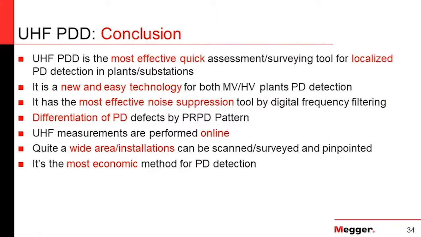Okay, conclusion. UHF partial discharge is the most effective and quick. It's not a perfect tool which can do everything for us, like when we switch off for offline partial discharge, but this one is the most economical, the most effective and the quickest way to detect dangerous partial discharges and localized partial discharges.